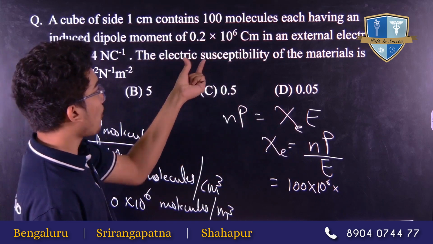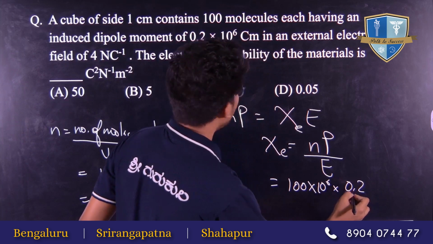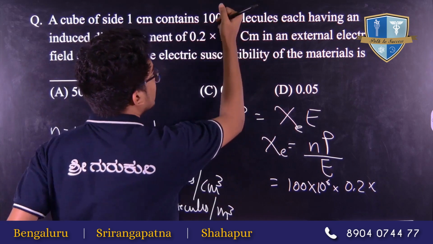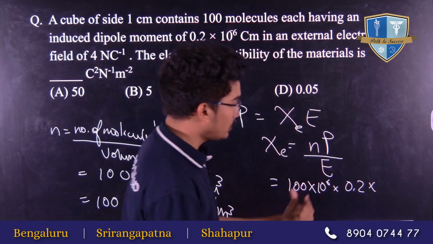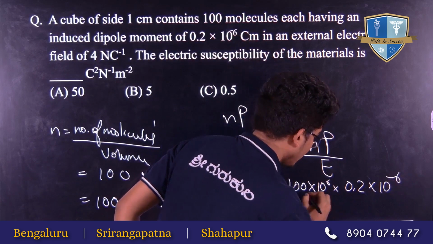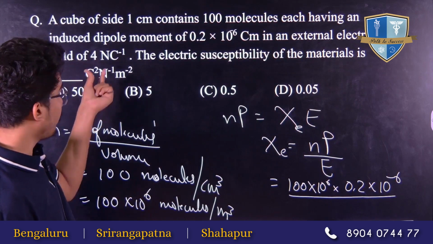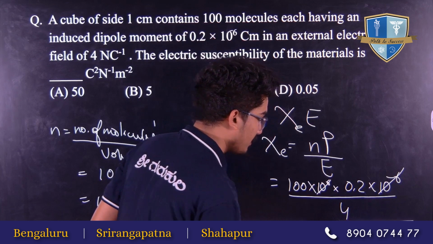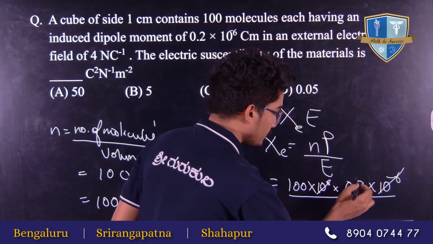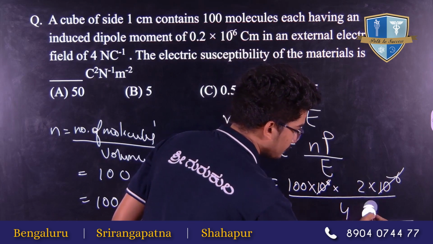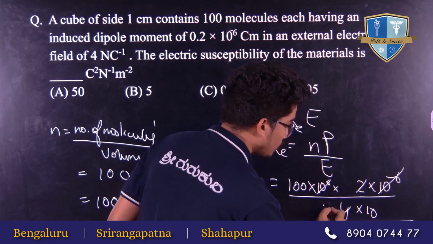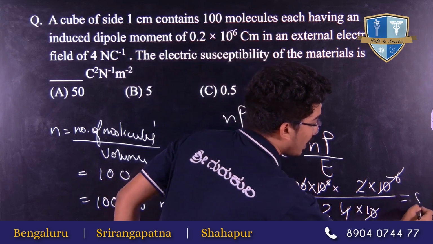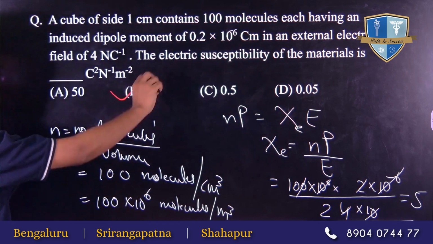Dipole moment is 0.2 into 10. This is 10 to the power minus 6 if I remember. So there is a mistake in this question. It is 10 to the power minus 6 actually. So 0.2 into 10 to the power minus 6 divided by 4. So if you will see, this plus 6 and minus 6 will cancel out. This is 2 upon 10. 2 ones are 2, 2 twos are 4, 1 0 and 1 0 will cancel out. So 10 by 2 will be equal to 5. Any option? 5. Option B is the correct option.